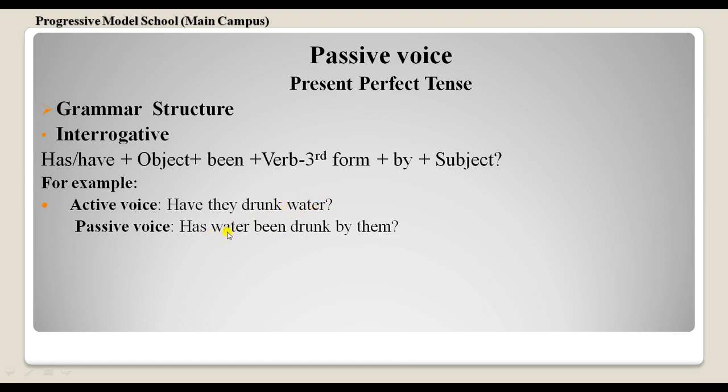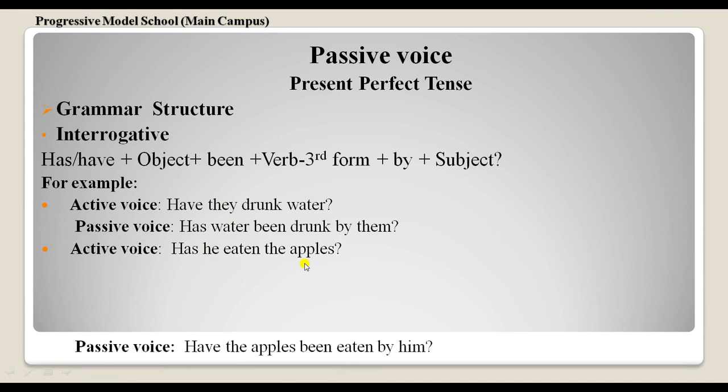water, so we'll write water, and for water we'll write helping verb has, and according to the structure we write been, third form of the verb drunk, preposition by, and they will be converted into them, and we'll write it at the end of the sentence. Another example, has he eaten the apples?